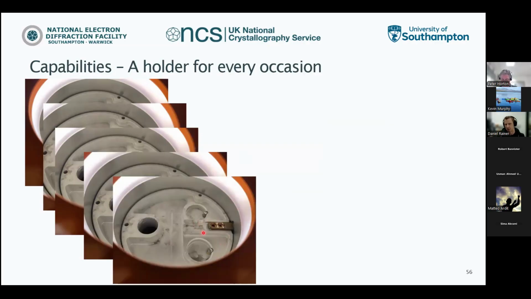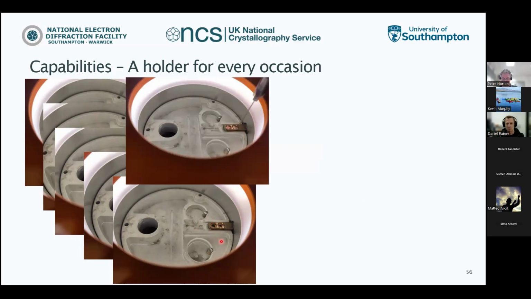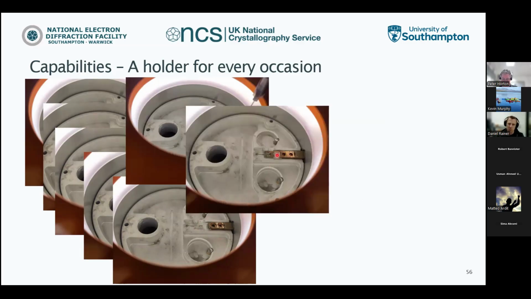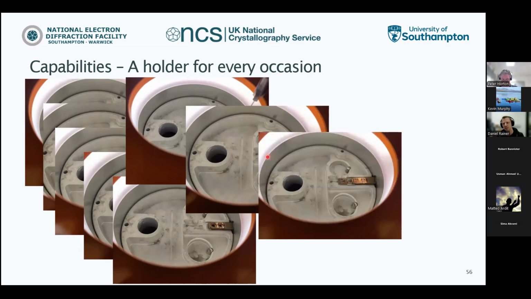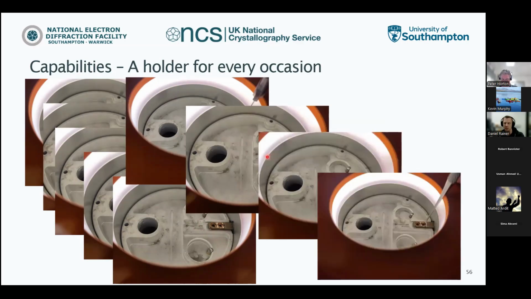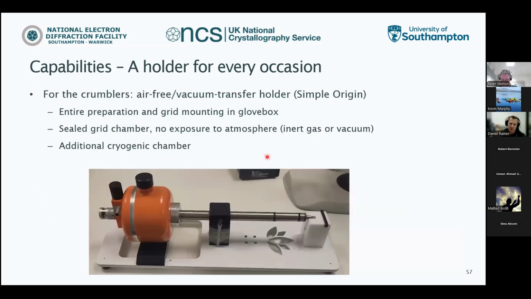In this case, there are actually two slots for grids available, which obviously makes all of this preparation easier. You only have to do it once for two samples. Yes, and then you open this quite easily with this tool. This clamp snaps open, you can place the grids inside and close it again, and then retract and cool everything down.